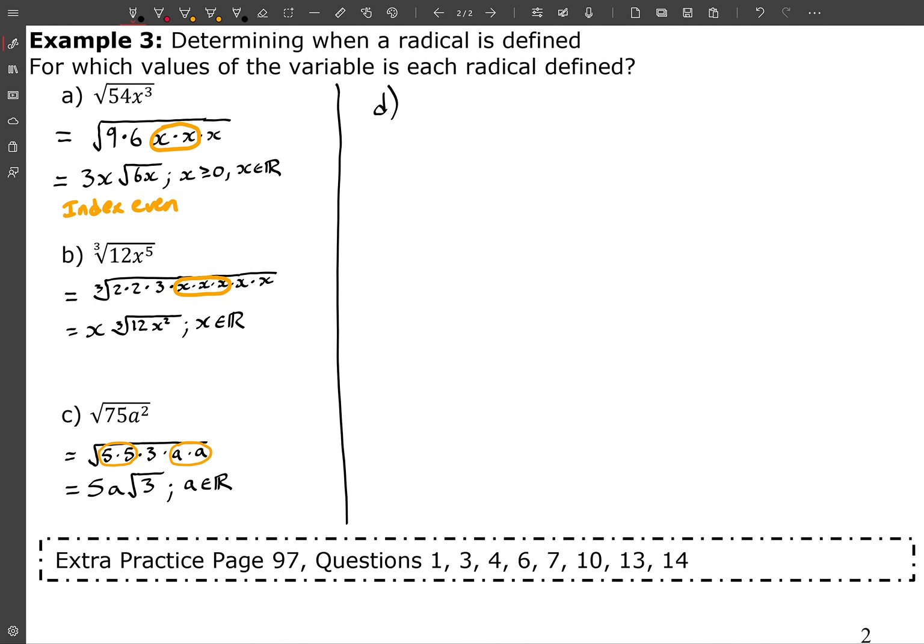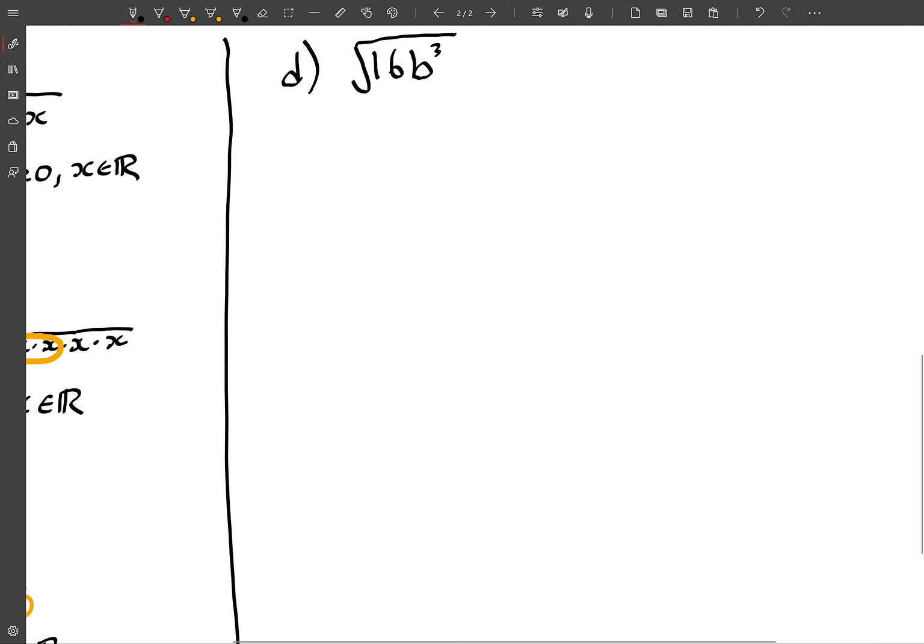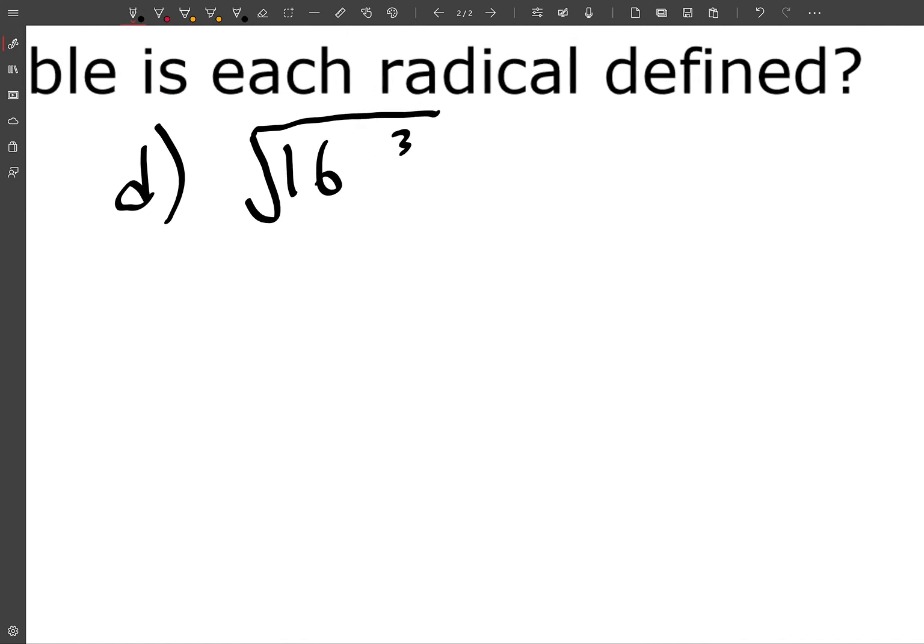So I'm going to put in a D here, just because I can. Because you can't stop me. This is my show. I'm recording. No one else can do this. 16b cubed. I regret using 6 and b in the same thing. Let's change that to a y. All right, 16y cubed.